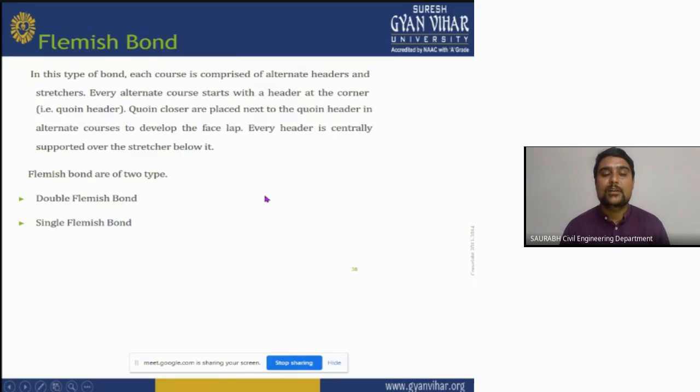Now we will see the Flemish bond. What is the Flemish bond? In this type of bond, each course is comprised of alternate headers and stretchers. Every alternate course starts with a header at the corner. Queen closers are placed next to the quoin header in the alternate course to develop the face lap. Every header is centrally supported over the stretcher below. Flemish bond is also divided into two parts, known as double Flemish bond and single Flemish bond.